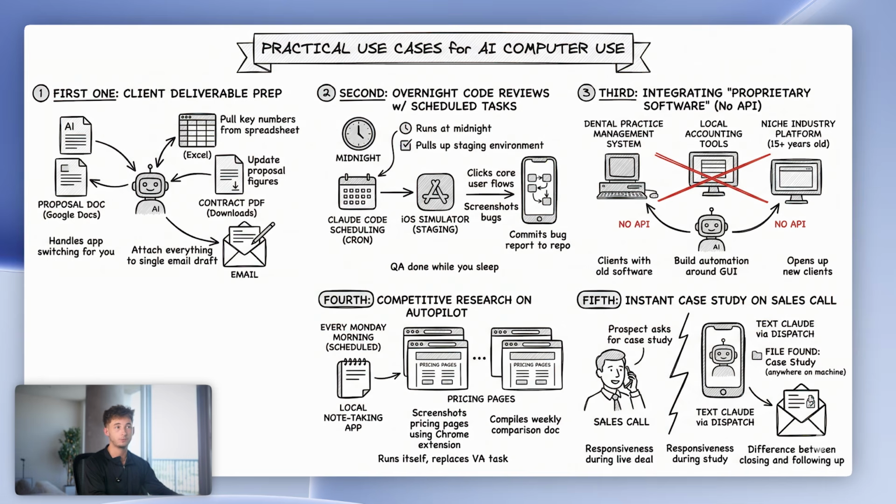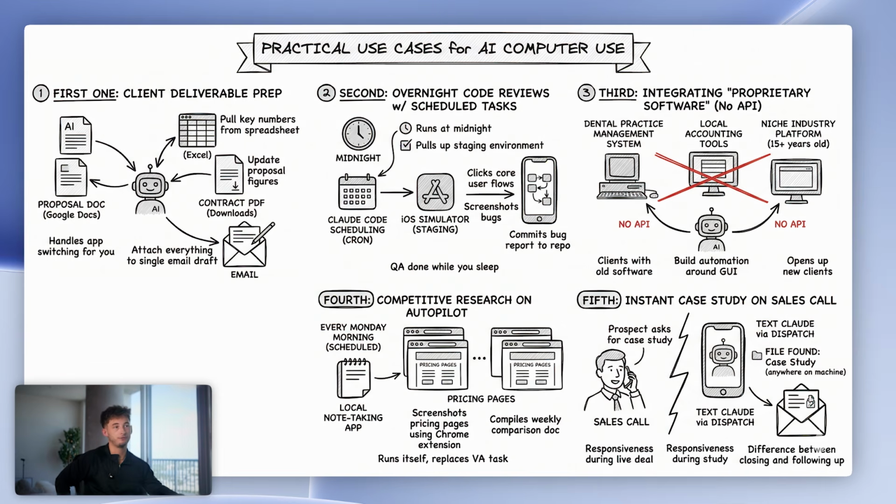Now, third, and this one is very specific to agency owners, a lot of your clients are going to be running proprietary software that has zero API access. So you can think of old clinic, like dental practice management systems, where they have local accounting tools, or any niche industry platforms that were just built 15 years ago. They're legacy systems. There's no Zapier connector, there's no webhook, there's no API documentation, there's nothing. But those apps do have a GUI. And now Claude can interact with that GUI. So you can actually build automations around software that was previously impossible to integrate with. And that opens up a whole new category of clients that you can now serve.